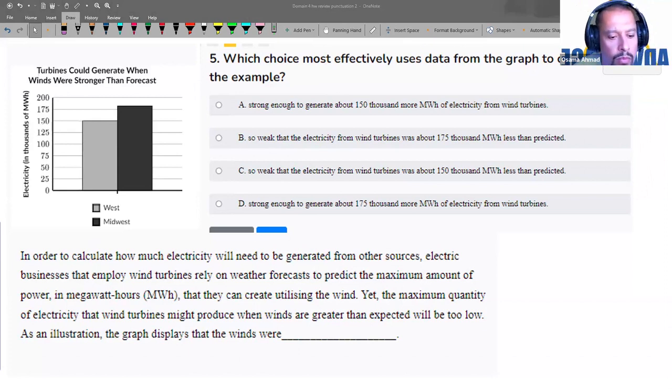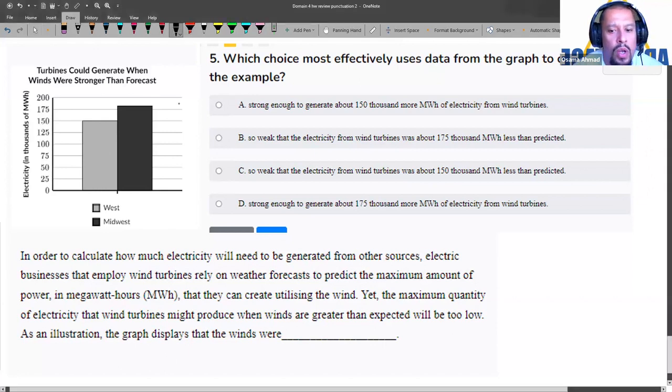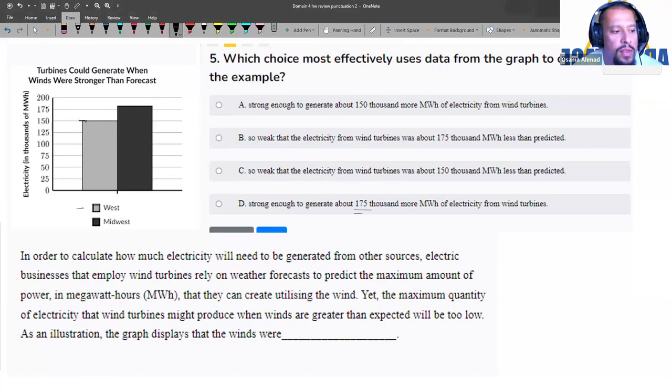Honestly, I don't know. Because you're telling me that they can produce 175,000, but the west winds produces 150,000. So they're not both producing 175,000. And A is strong enough to generate about 150,000 more. So about 150,000. So the west produces 150, and then the Midwest produces 150 plus.